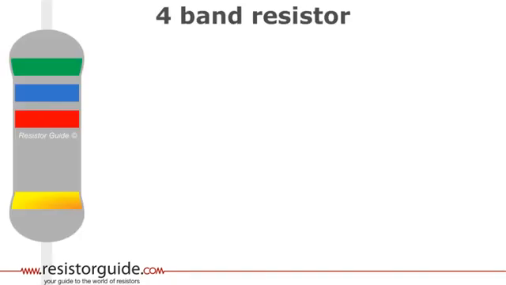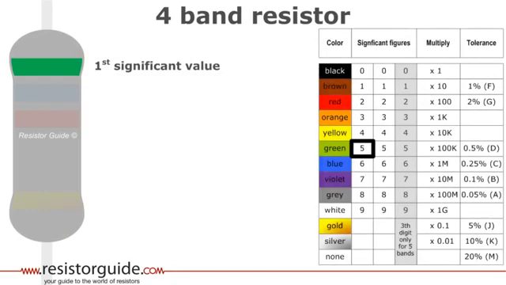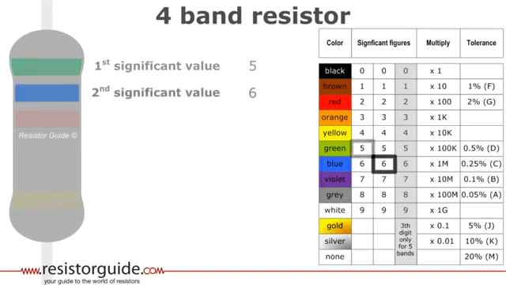This is a 4-band resistor, the most common variation that exists. The first band represents the first significant value. By using the color code chart, we find that the first significant value for a green band has the value 5. The second band represents the second significant value and has the value 6.